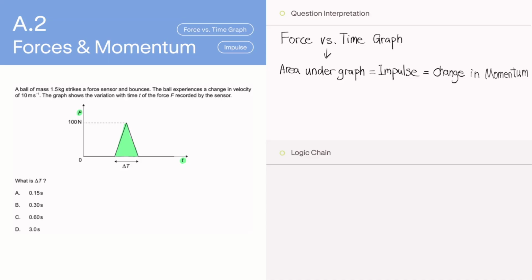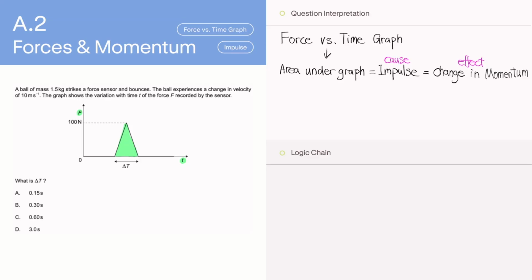Let's pause and think. If impulse and changing momentum are equal, why do we have 2 names? I would put it this way. Impulse and changing momentum have a cause and effect relationship.